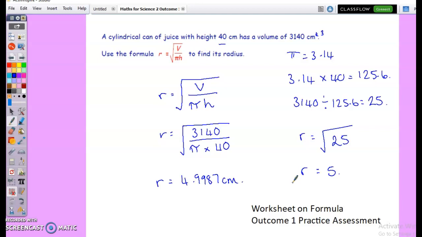Okay, there is a worksheet on the formula. Again, I'll put it on the next page here so you've got it. And if you've got all that completed, you can start the Outcome 1 practice assessment, which again, I'll put into this document as well. As ever, any issues, please get in touch.